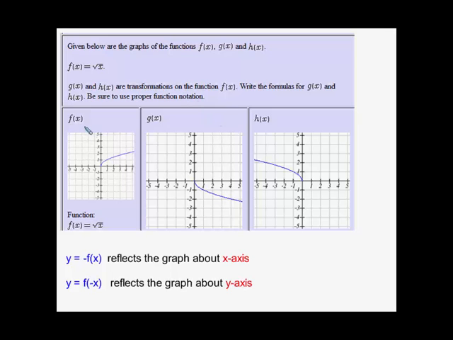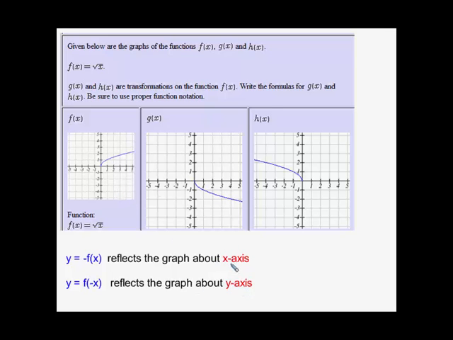In this problem, we're given three graphs, and we are told that f is the parent function and that the functions g and h are transformations on the function f, and we are to write formulas for g and h using proper function notation. We are assuming in this problem that the only transformations being imposed on the parent function are reflections. So g is either a reflection about the x-axis relative to the parent function or about the y-axis.